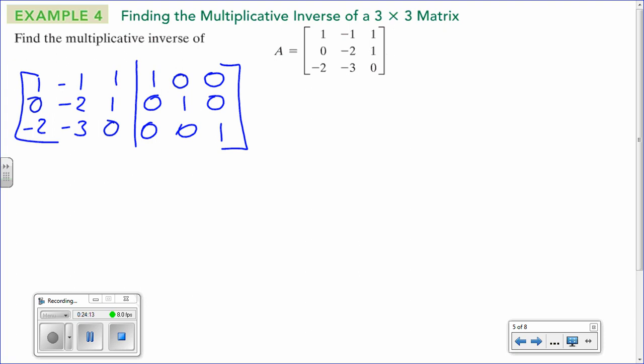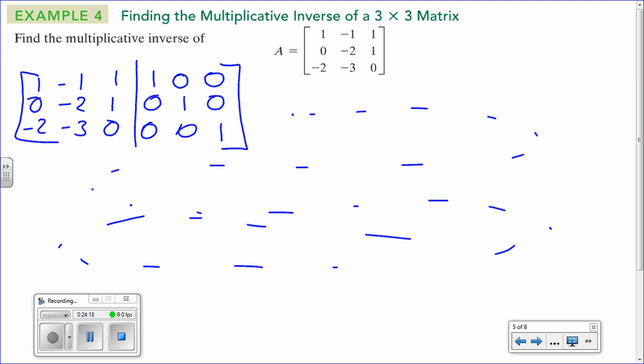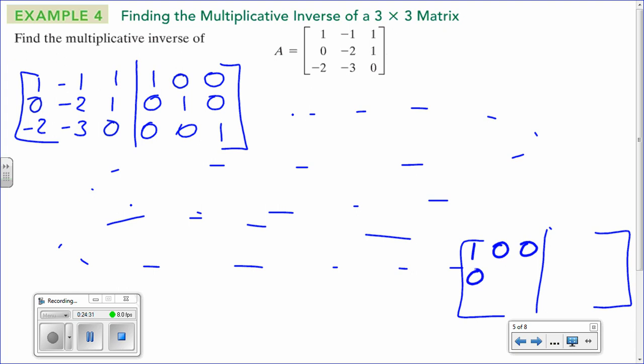And we're going to do a lot of steps. You might want to cry. And at the end, this is what we want. We want the identity on the other side: 1, 0, 0, 0, 1, 0, 0, 0, 1. And since we're not going to have time to finish, I'm just going to tell you what the answer is. Well, I'll tell you in a minute.